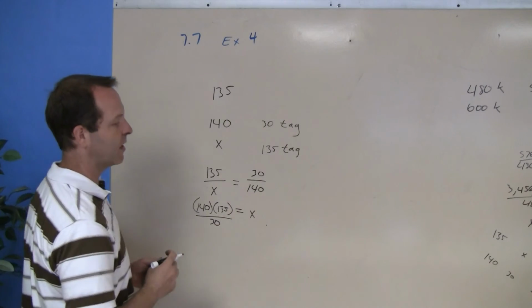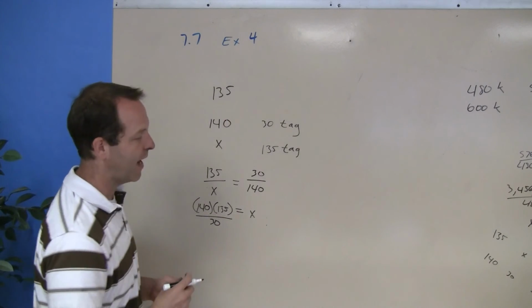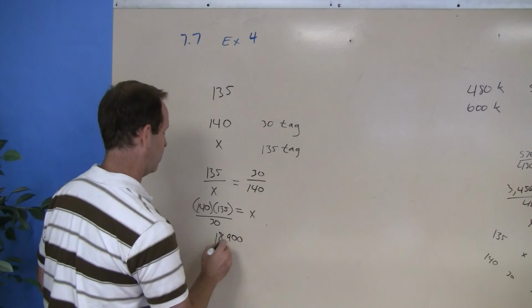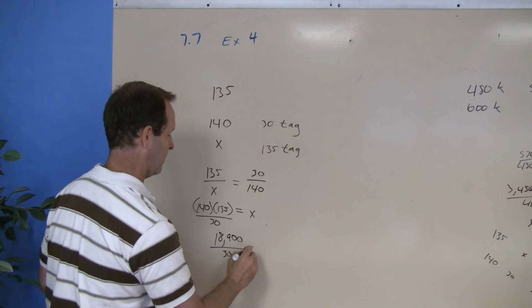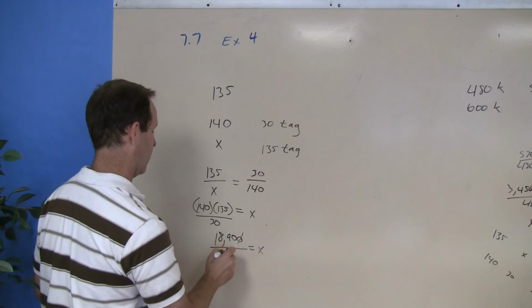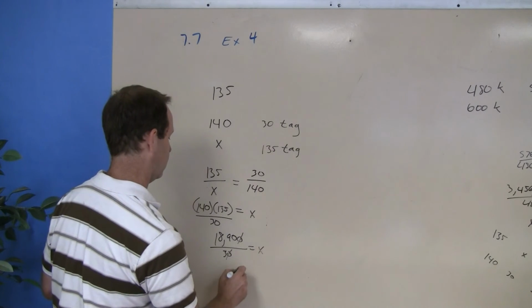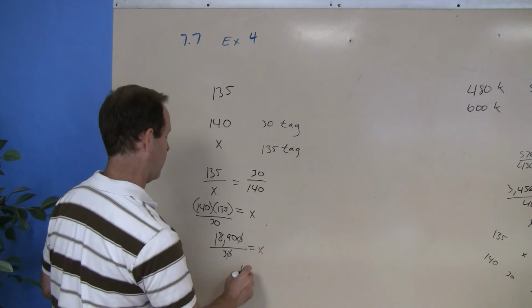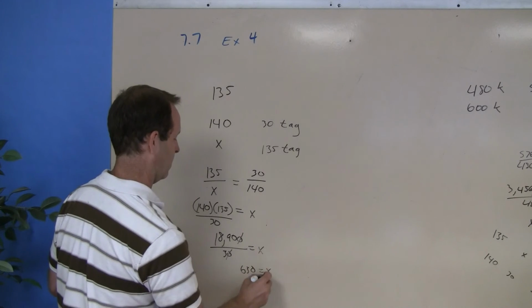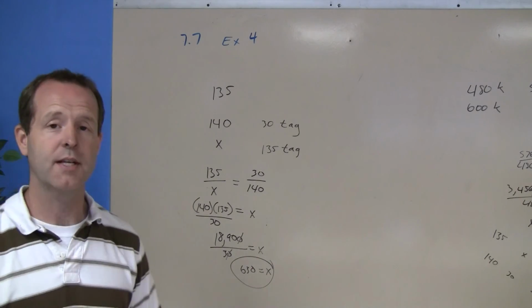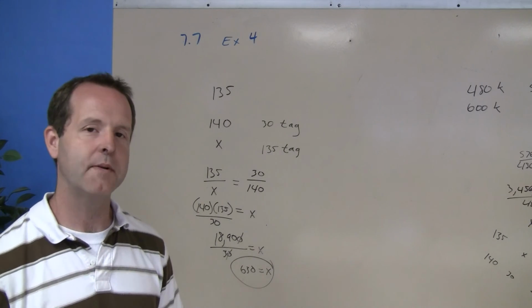So 140 times 135 divided by 30, let's see, that's 18,900 divided by 30 equals X. Divide those out, and that equals 3 goes into 18, 6, 3 goes into 9, 3, 0. So X equals 630. I found out what X equals. But what did that represent?